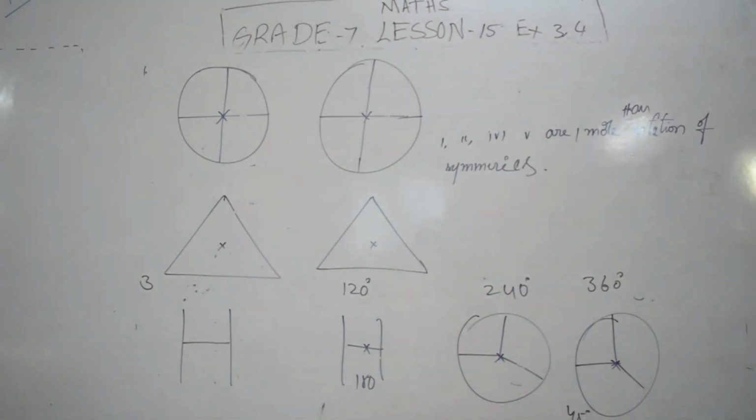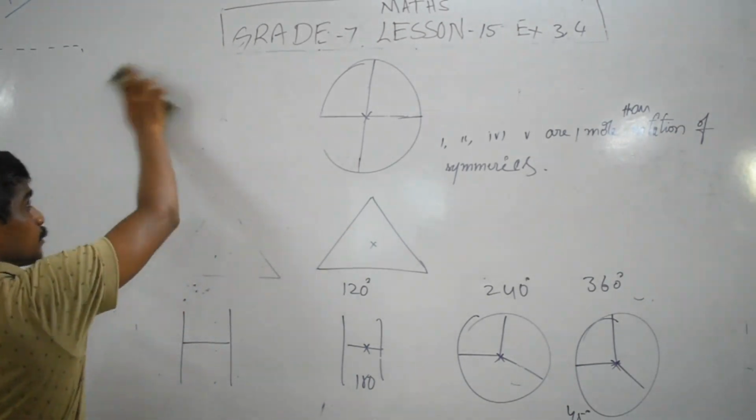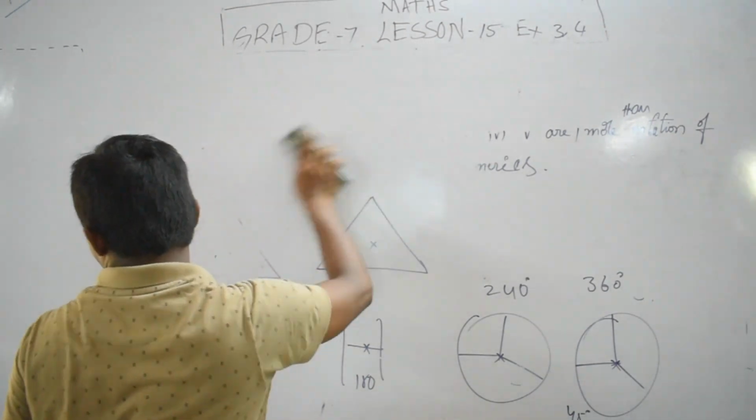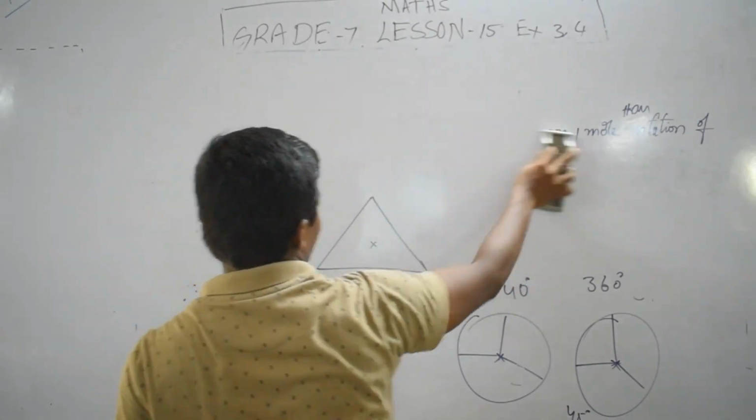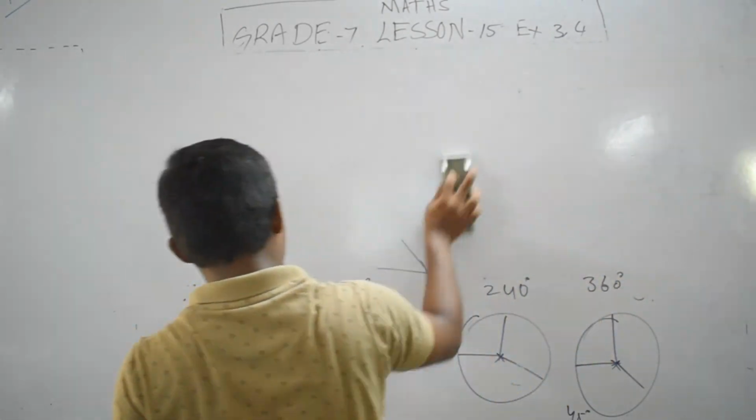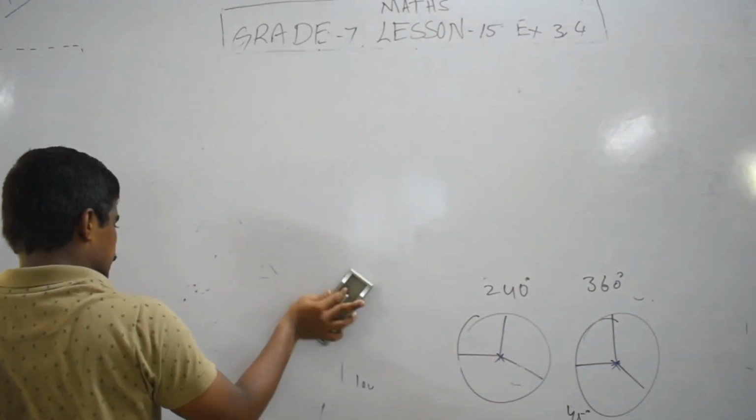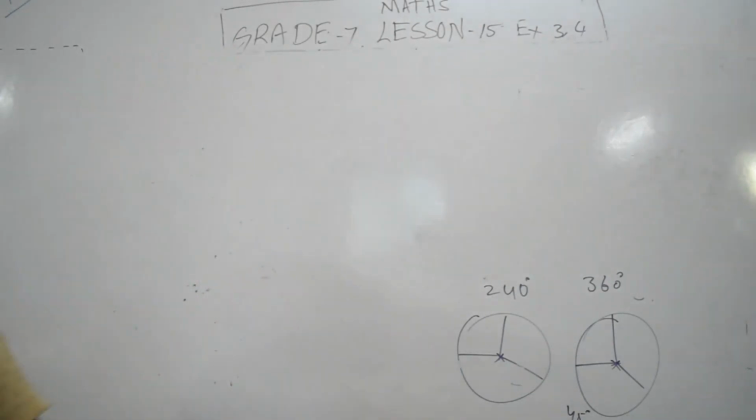First, exercise 3, first problem done. Second one: give the order of the rotation of each figure. Order of the rotation means how many times we turn the picture so that it looks like the initial position; that is the order of the rotation.